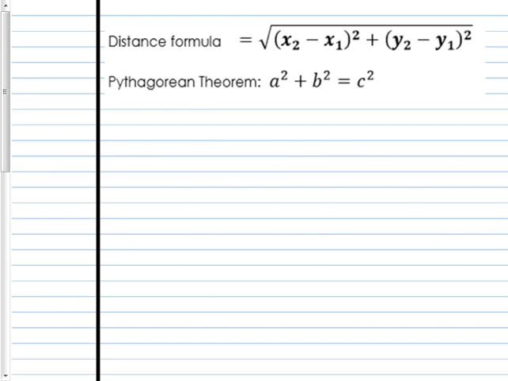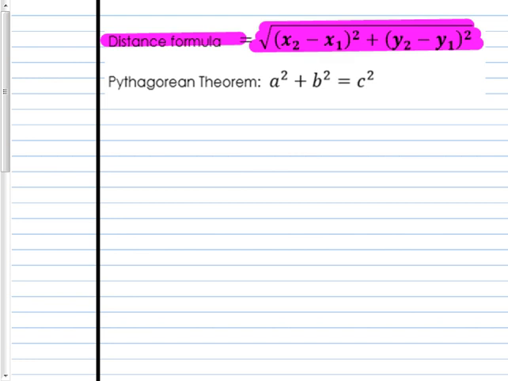Nice little review. First up, the distance formula. You have to know the distance formula. You need this. I cannot emphasize it enough. Please be memorizing it. The distance formula, the distance between 2 points, is the square root of x2 minus x1 squared plus y2 minus y1 squared.